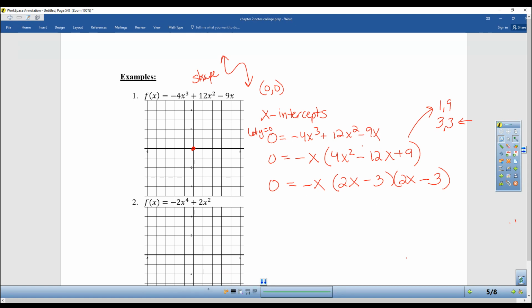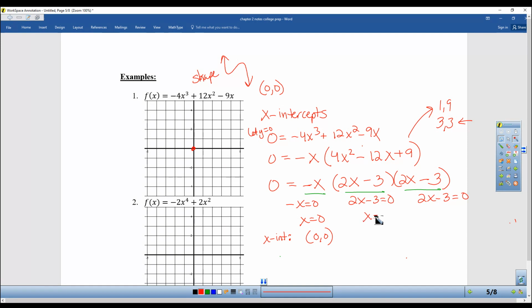So there's 3 factors. I let each of them be equal to 0, because when things that are multiplied are equal to 0, one of them has to be 0. So either negative x is equal to 0, or 2x minus 3 is equal to 0, or 2x minus 3 is equal to 0. So divide both sides by -1. So x is 0. So one of my ordered pairs for my x-intercepts is (0, 0).